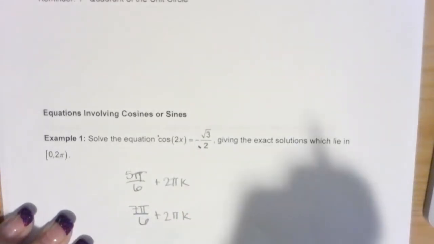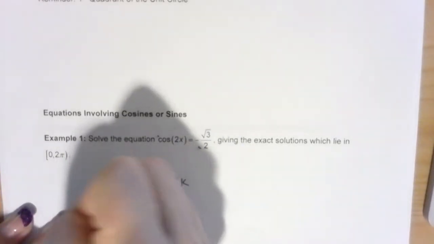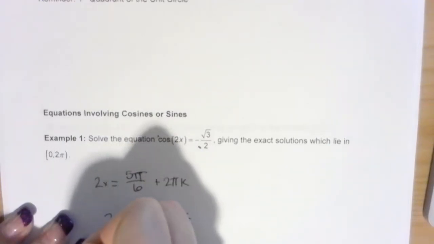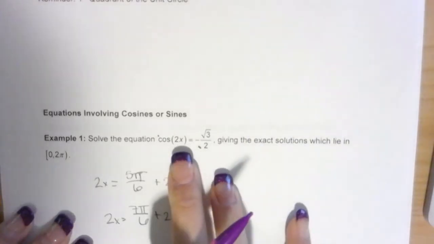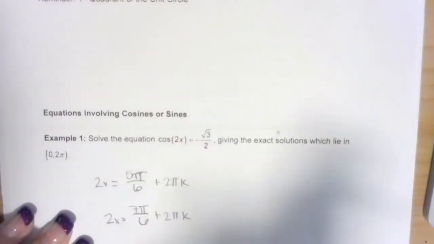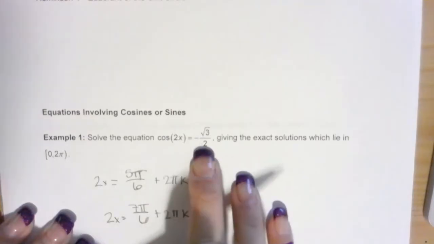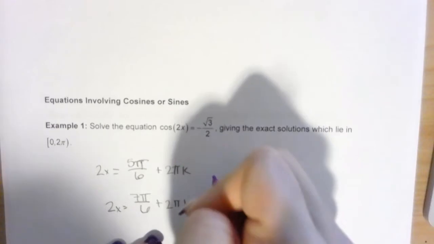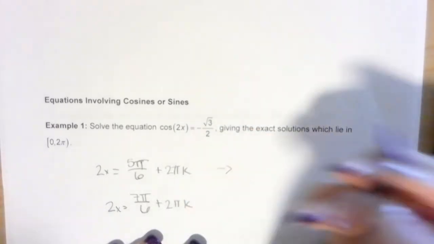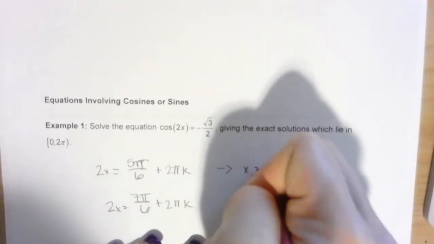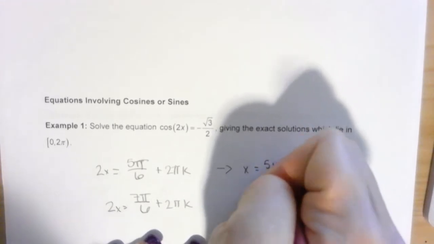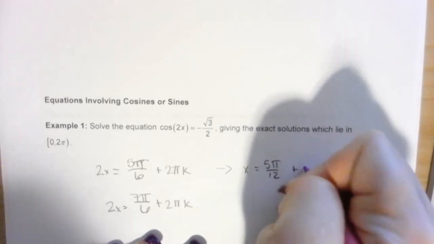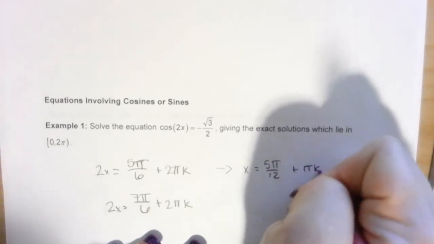Now, this was just cosine itself. So really, though, we're not looking at x equals this. We're looking at that 2x. So guys, to get to that, pretty much I took the arc cosine and found that on the unit circle. Now let's start solving. To get x by itself, we're going to divide by 2. So we get x equals 5 pi over 12, and multiplying everything through, this is plus pi k.